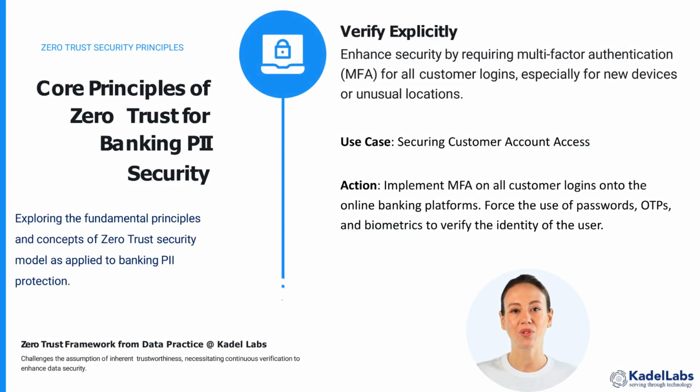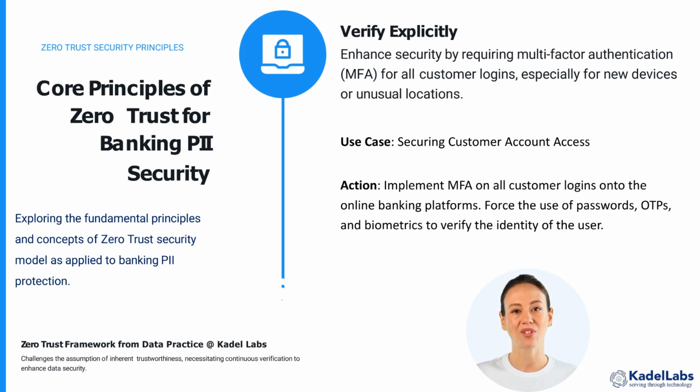Let's dive deeper into the first core principle of zero trust: verify explicitly. This principle emphasizes the need to continuously verify the identity of every user, device, or system attempting to access sensitive information. The primary way we enforce this principle is by requiring multi-factor authentication, or MFA, for all customer logins. This ensures that even if one authentication factor, like a password, is compromised, additional verification, such as a one-time password or OTP or biometric data, is required to gain access.